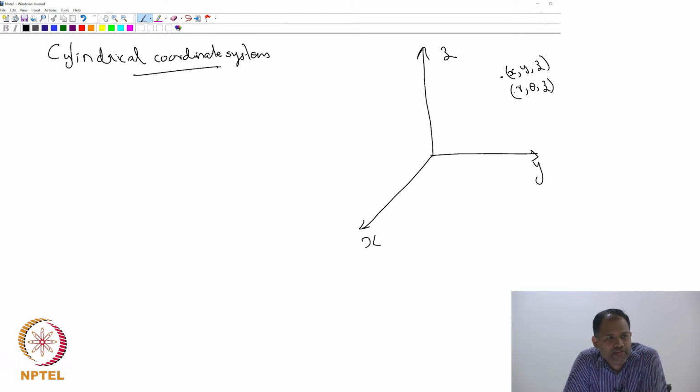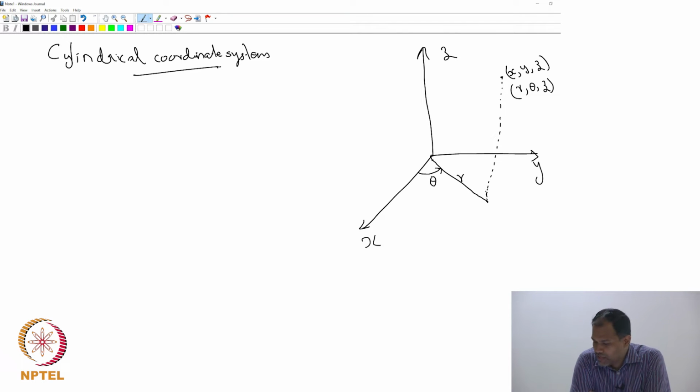How does one define r? The way to define r is to project this point onto the xy plane, and this distance is what is known as r. And how does one define theta? Theta is essentially this angle.